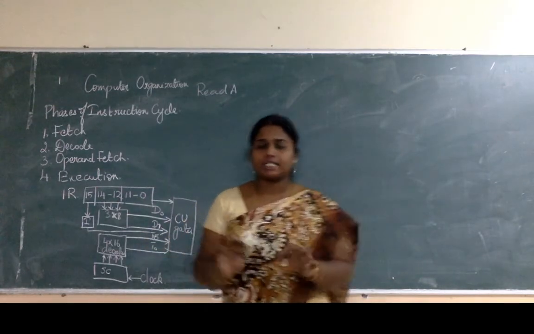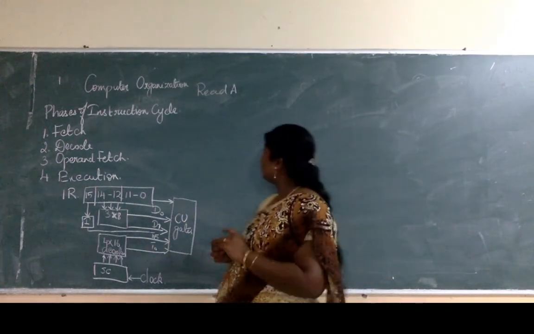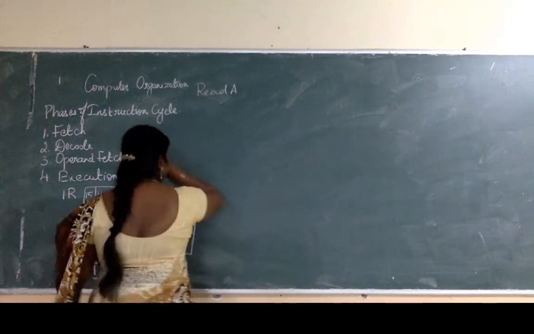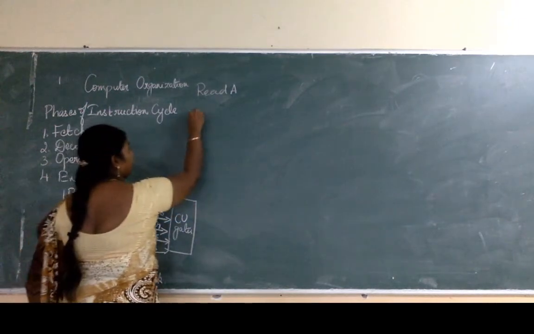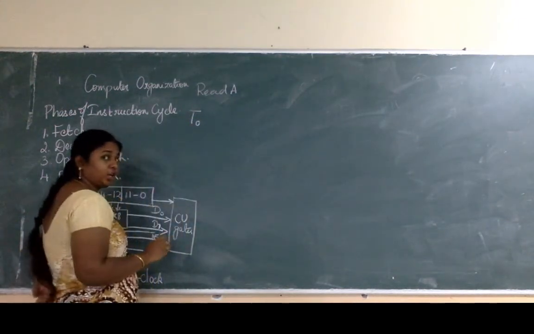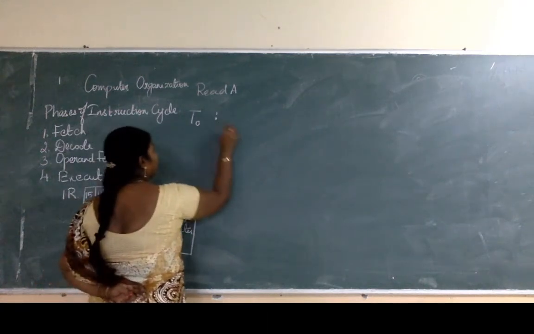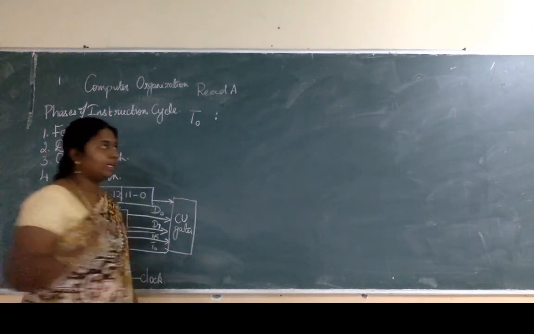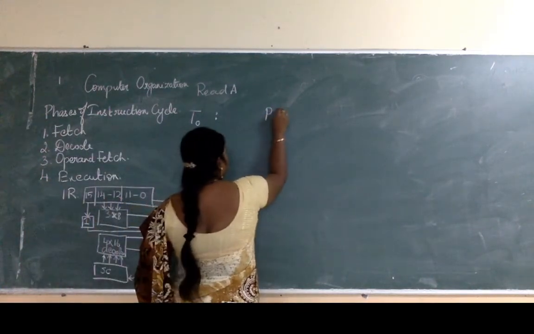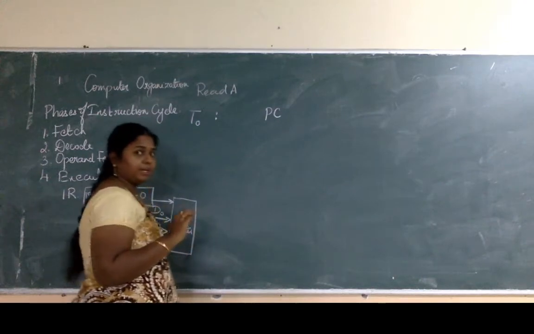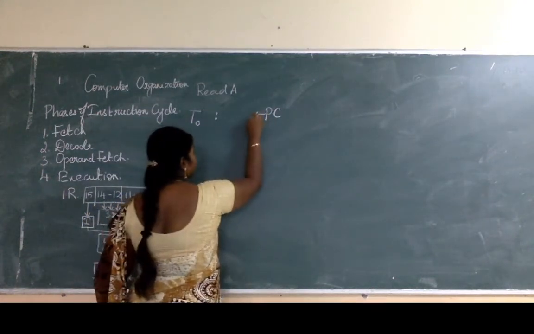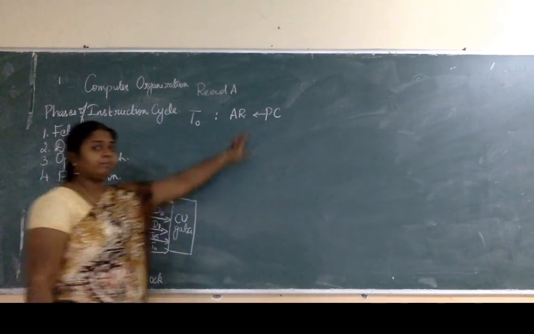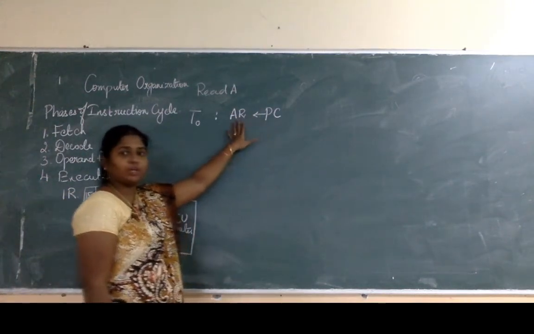So this is our basic idea. With this idea in head, we are going to design our operations. Yesterday we saw at time cycle T0, what was the operation performed? For instruction fetch, the address of the instruction is available in the program counter. The program counter cannot access the memory directly, so it moves the address into the address register. So at time cycle T0, the content of the program counter is moved into the address register.